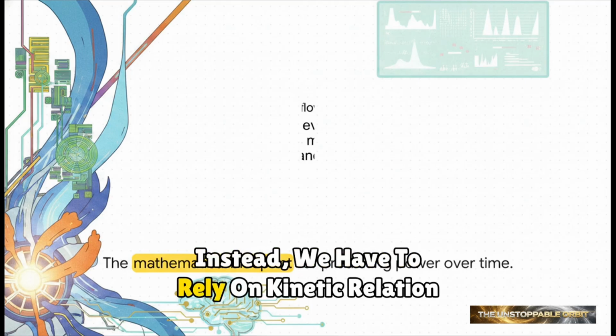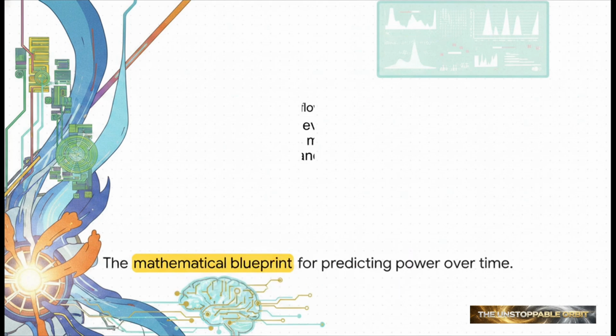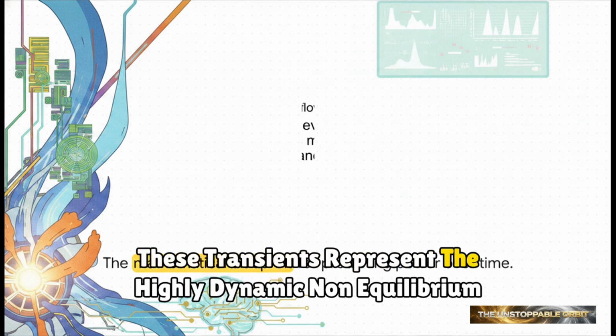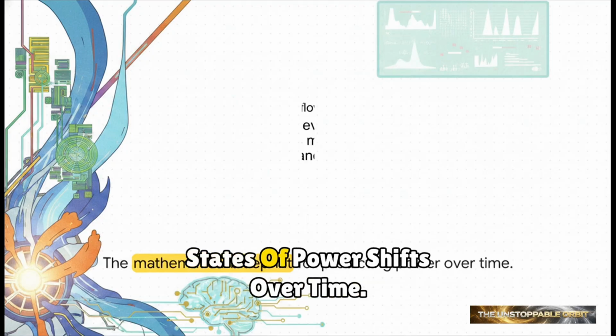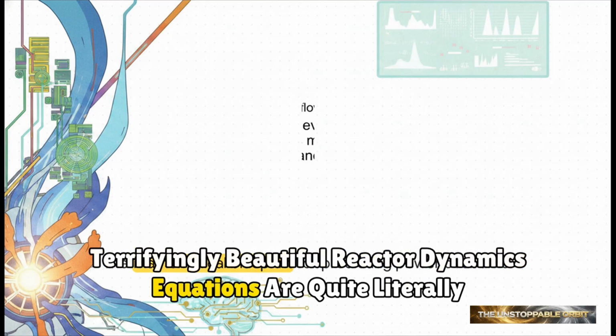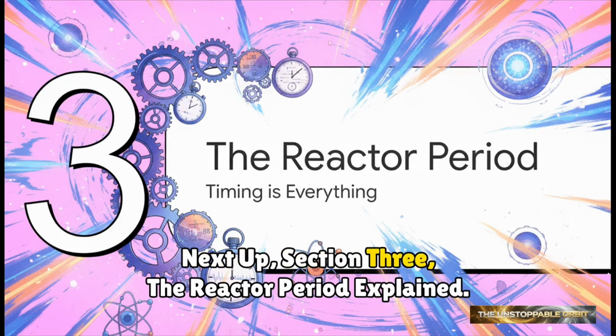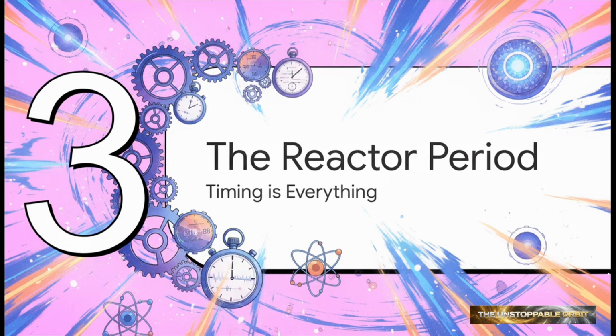Instead, we have to rely on kinetic relation models to map out what we call reactor transients. These transients represent the highly dynamic, non-equilibrium states of power shifts over time. When conditions suddenly change from the baseline, these terrifyingly beautiful reactor dynamics equations are quite literally our only blueprint for understanding what happens next. Next up, Section 3, the reactor period explained.